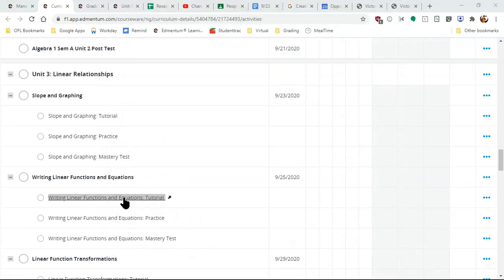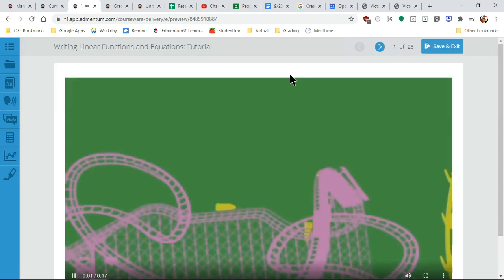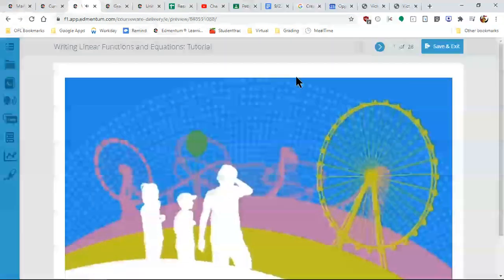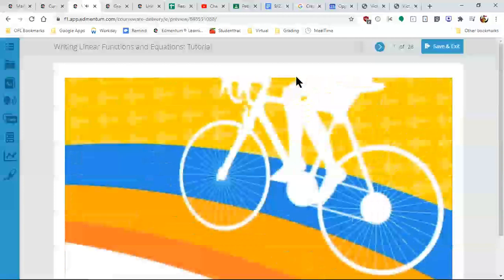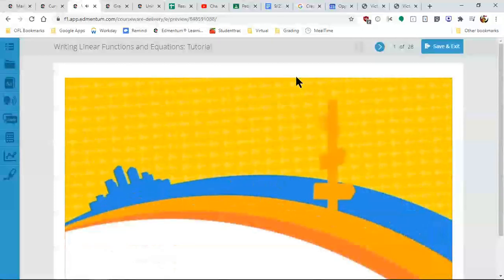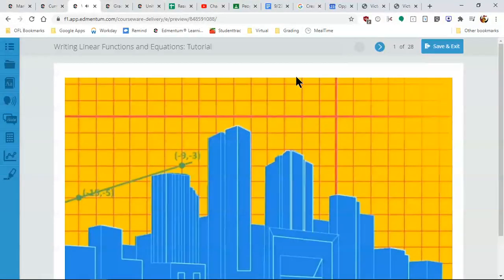All right, so writing linear functions. There are two ways of writing it down. I'm going to use the example of selling cats today, if I get a chance.